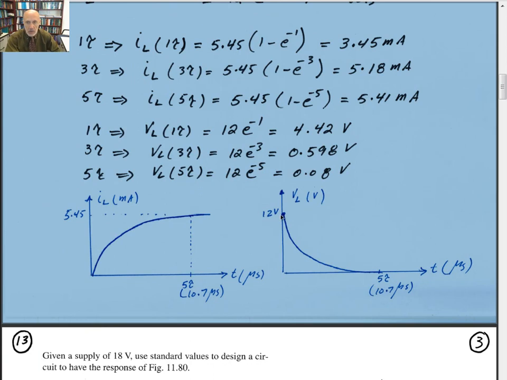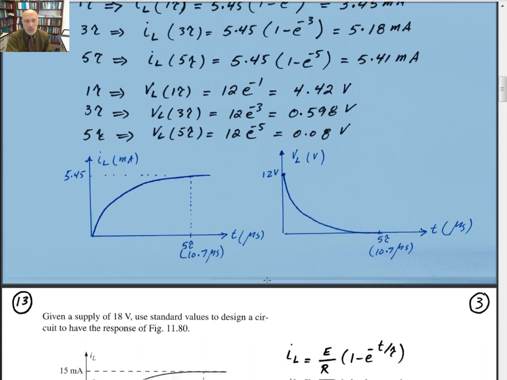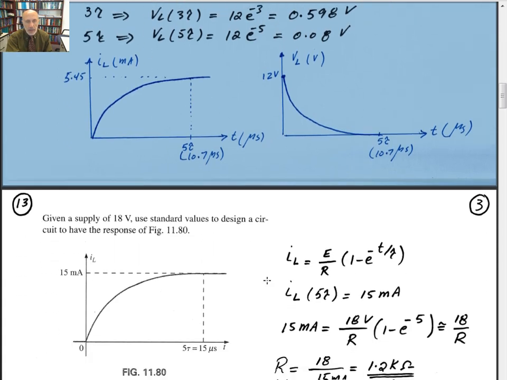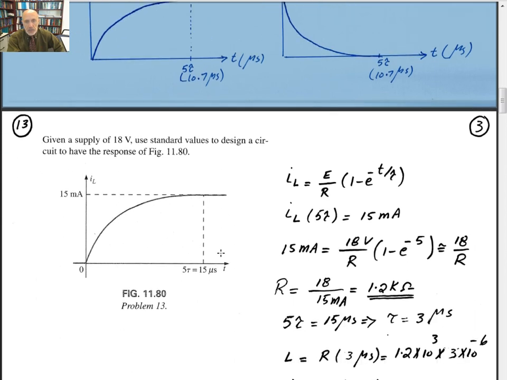The voltage across the inductor is going to appear as maximum at t equal to 0, and it will go down to 0 at 5-time constant. If you wanted to plot the voltage across the resistor, it's exactly identical to the current, but you have a scalar of 2.2K. And number 13, it says given a supply of 18 volts, use the standard value to design a circuit. You have the response of figure 1180.